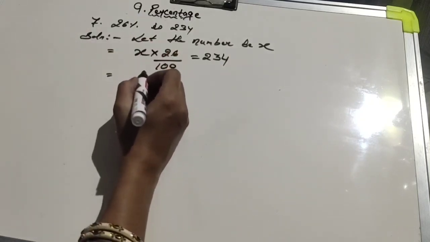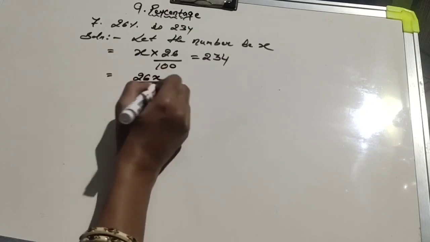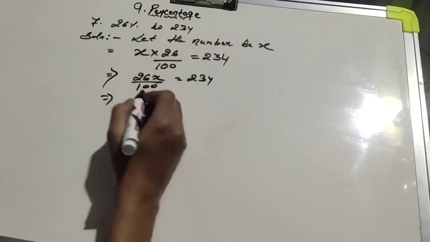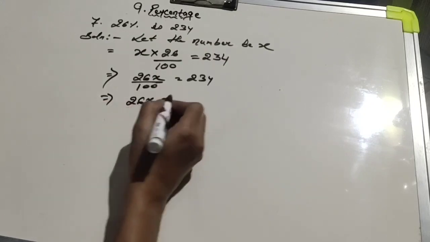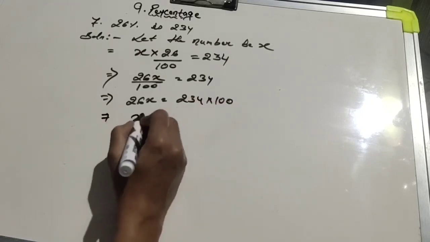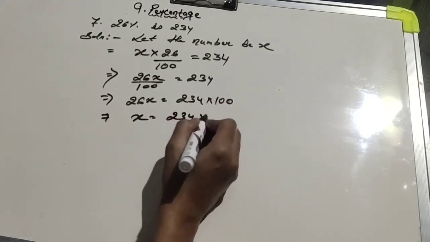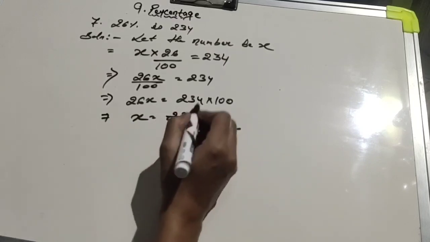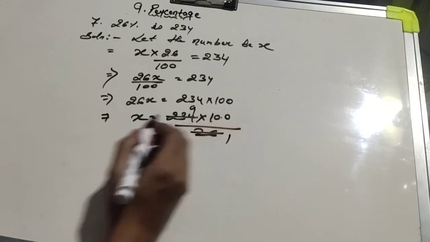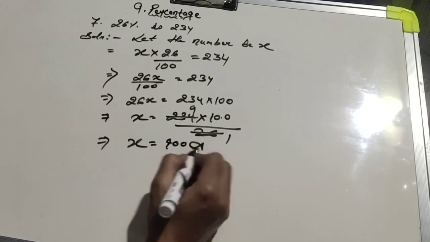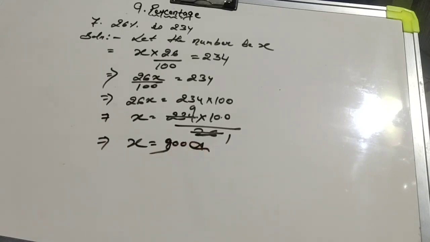So first of all we will take the LCM: 26 multiply with x, 26x by 100. Now 26x is equal to 234 multiply with 100. Now find the value of x, which is equal to 234 multiply with 100 by 26. In the 26 table we will cut how many times? 9 times. So 9 multiply with 100, your x value will be 900. The question is to find the number, so the number will be 900.